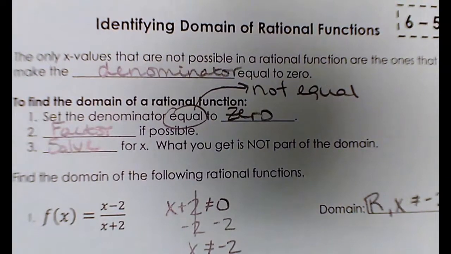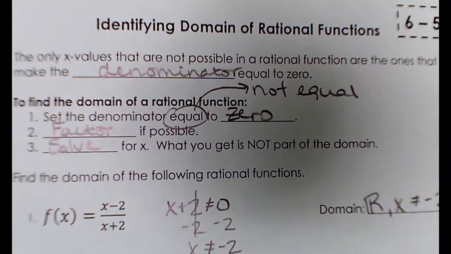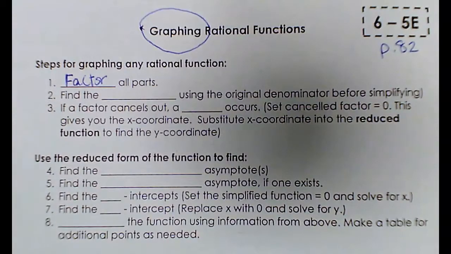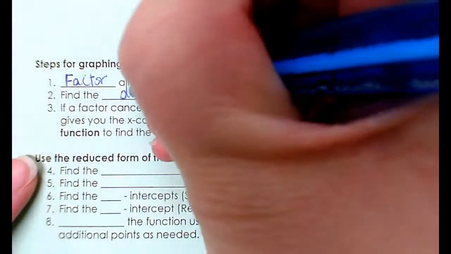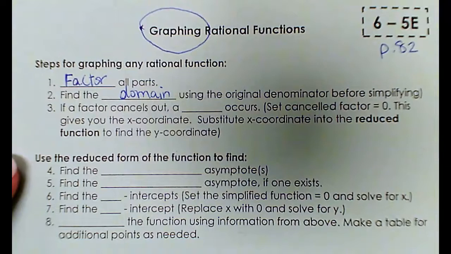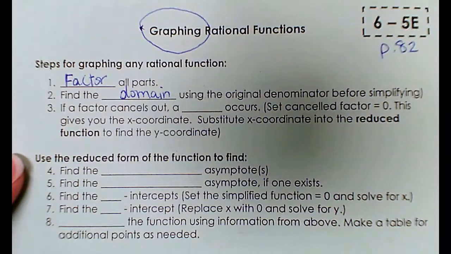The only x values that are not possible in a rational function are the ones that make the denominator equal to 0. So to find the domain of the rational function, set the denominator not equal to 0. So here, I need to find the domain using the original denominator before simplifying. So I find the domain.